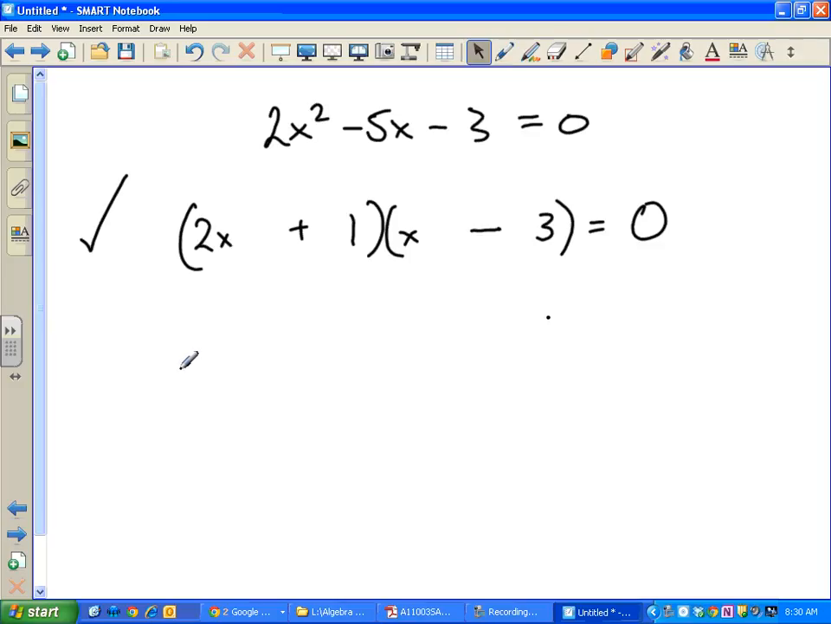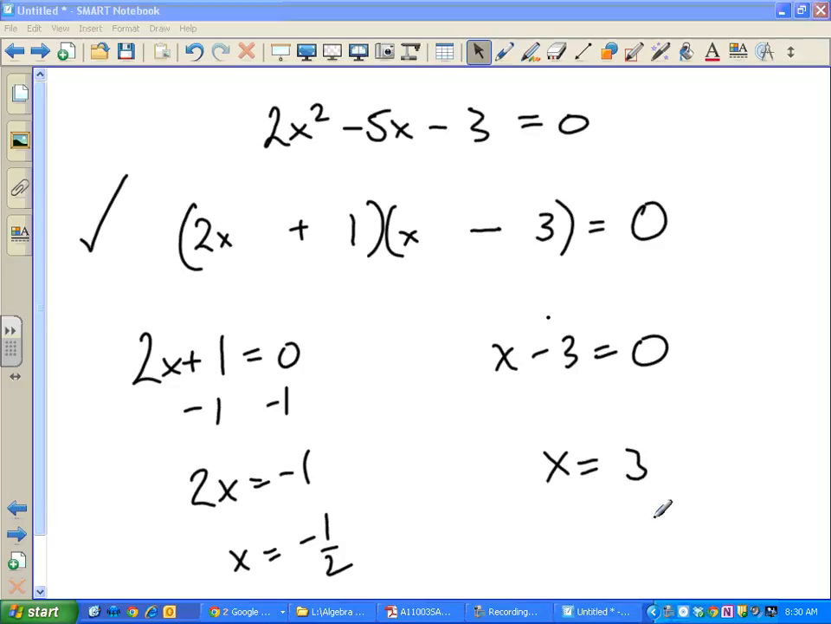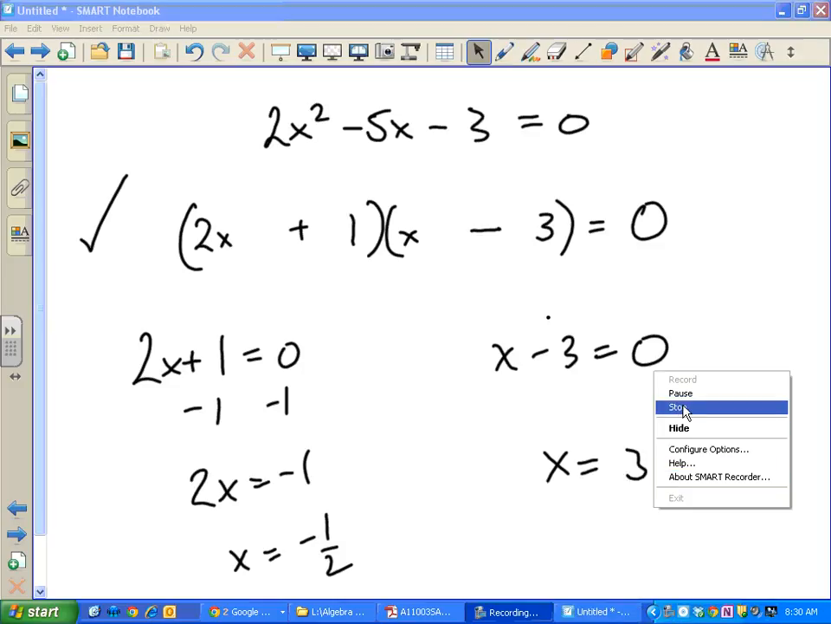We factored it. Factoring done. Am I done solving the problem, though? No. So, Ramsey, what do I do then? Okay, everybody good with that? And then x minus 3 equals 0. And solve it. 2x equals -1. X equals -1/2 is the one answer. And then x equals 3. Done. That's it. Good job today.